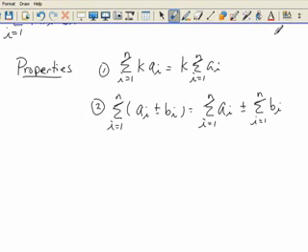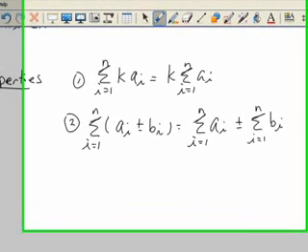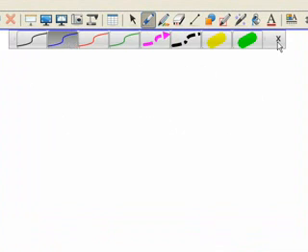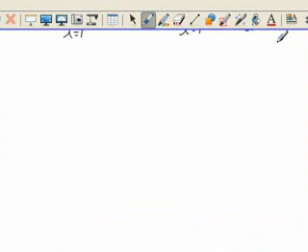Okay, there are also some sum formulas that you need to just be aware of. I'm not really going to ask you to memorize these because I just don't think that's necessary for what we need to do with sums. So sum formulas, just so you have them.